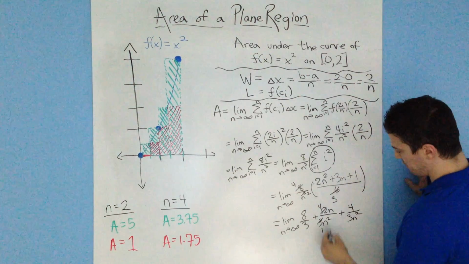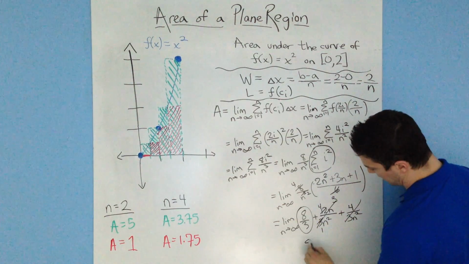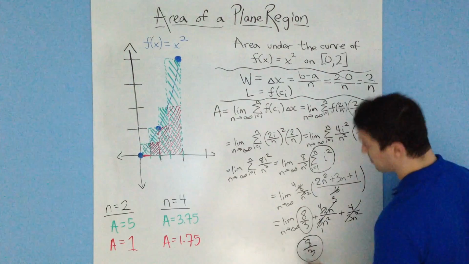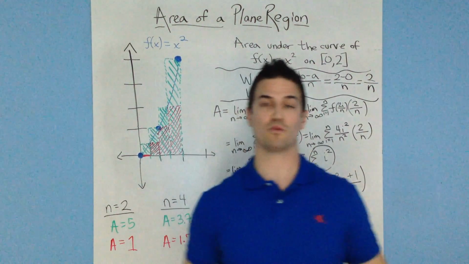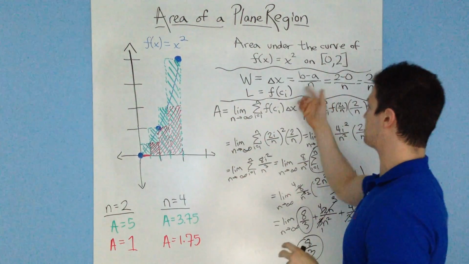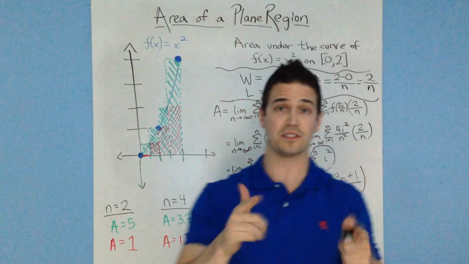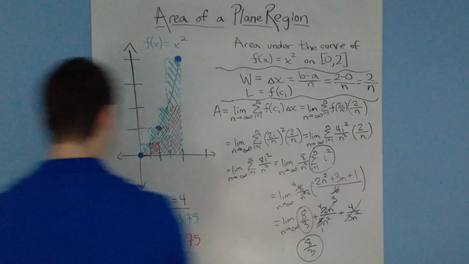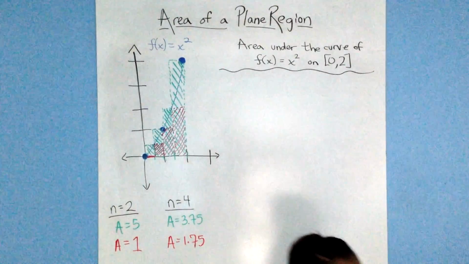Now, since n is going to infinity, this goes to 0, this goes to 0, and you're left with 8/3 to be the area under the curve, which is actually the correct area under the curve of x squared. So that's how you use the limits in relation to the sigma notation to calculate the area under a curve of a function. So if you have any questions about this, let me know.